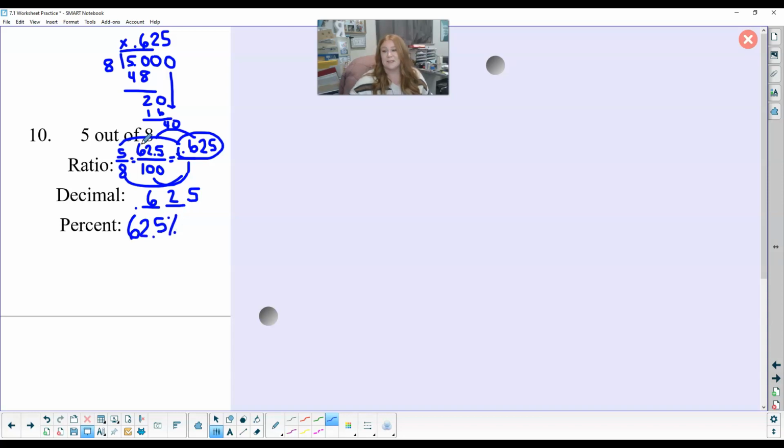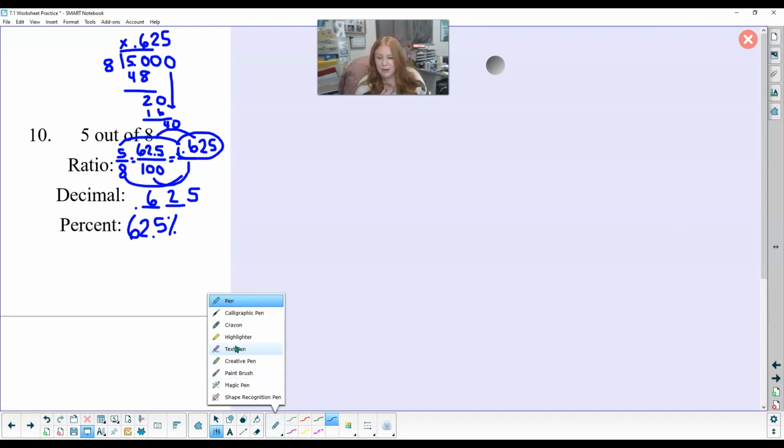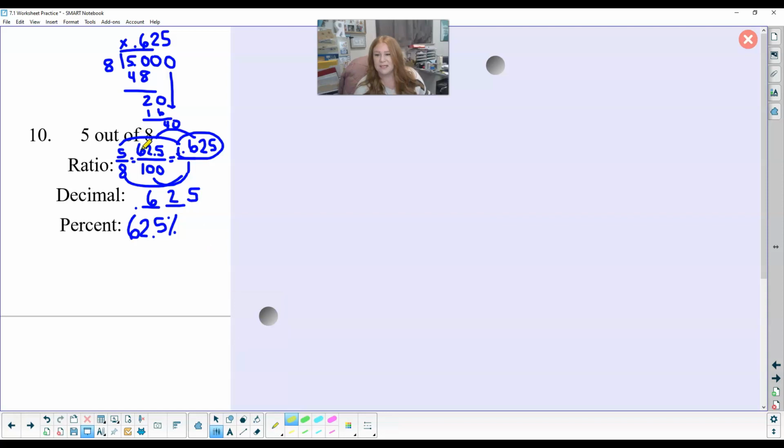My percent is 62.5%. So here, this number here, let me grab a highlighter. This number here is our percent, 62.5. And this one here, out of 1, is our decimal. This is how much I have out of one whole thing for a decimal. And then that as a percent is out of 100, 62.5 out of 100.